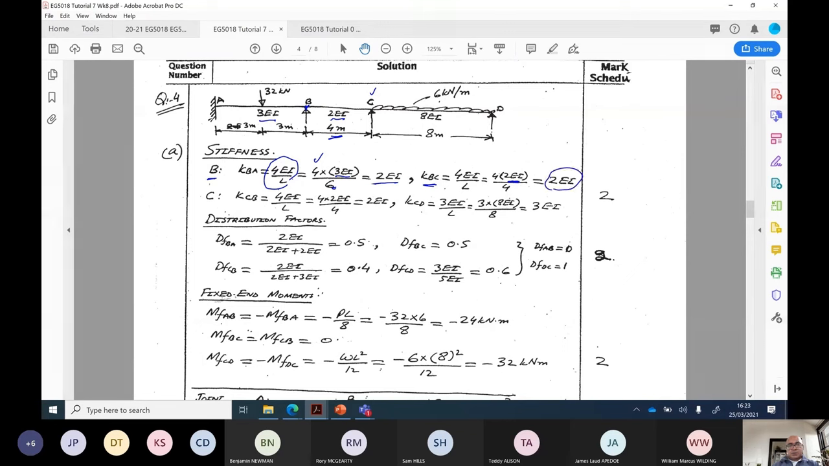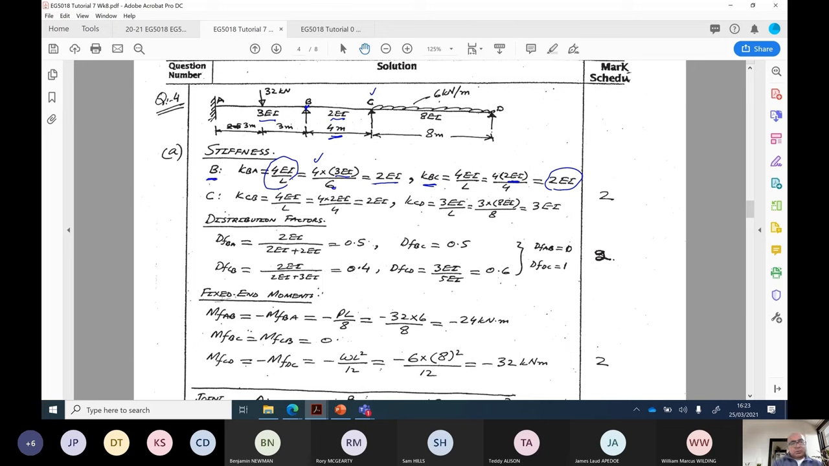To set up the moment distribution table, I need stiffnesses, distribution factors, and the fixed end moments. Fixed end moments constitute my initial solution. The complementary solution has got 4 steps. Firstly, we clamp all the joints except the external ones, and then we find the unbalanced moment. In the second step, we apply an equal and opposite moment, and in the third step, we distribute it according to distribution factors. The fourth step is that we carry it over and then put a line so that it is done and dusted. We don't come back to it.